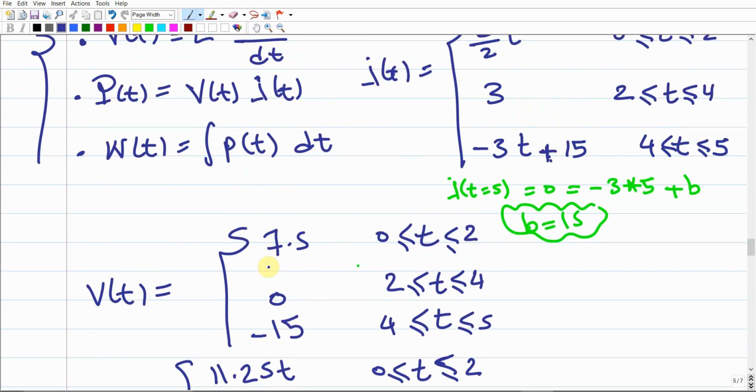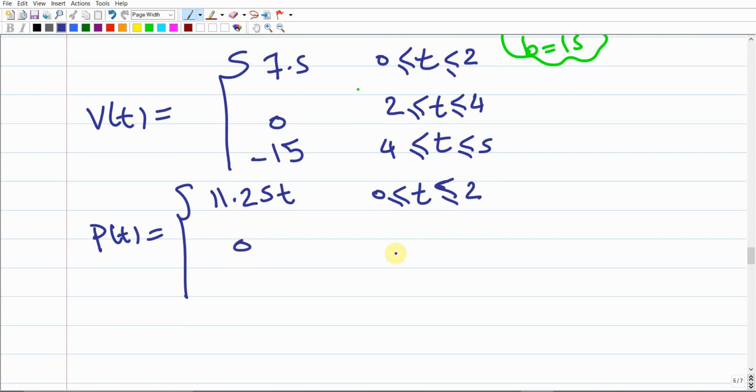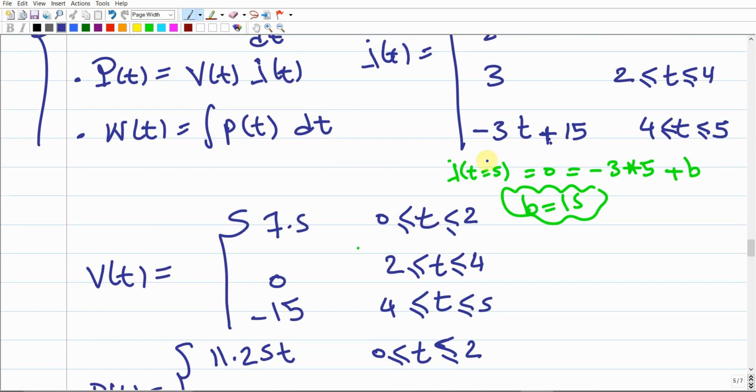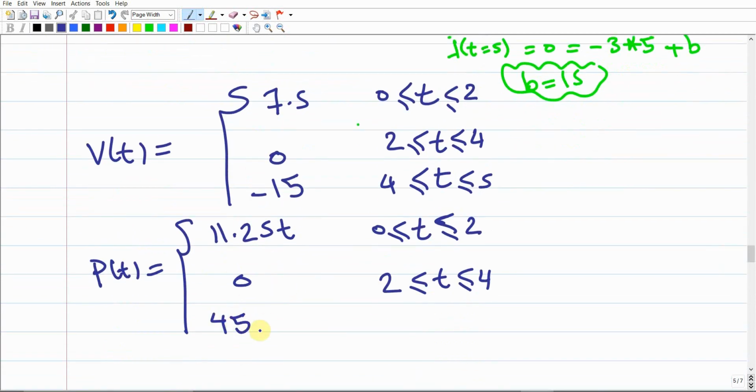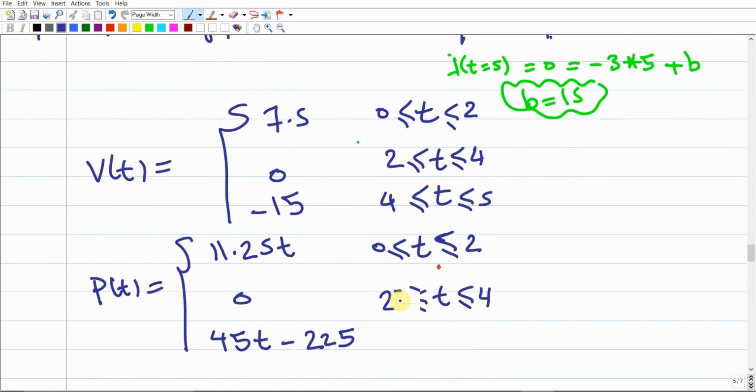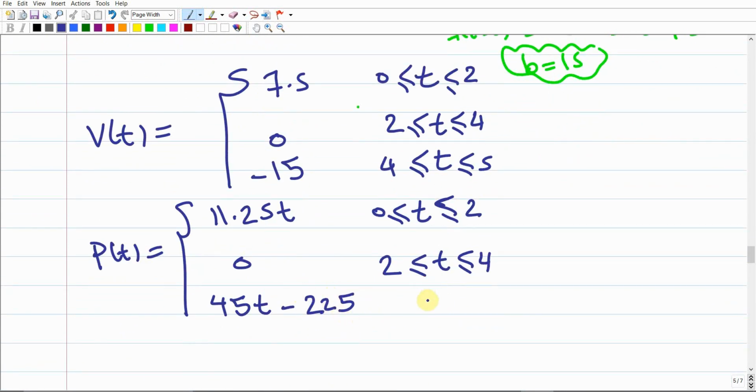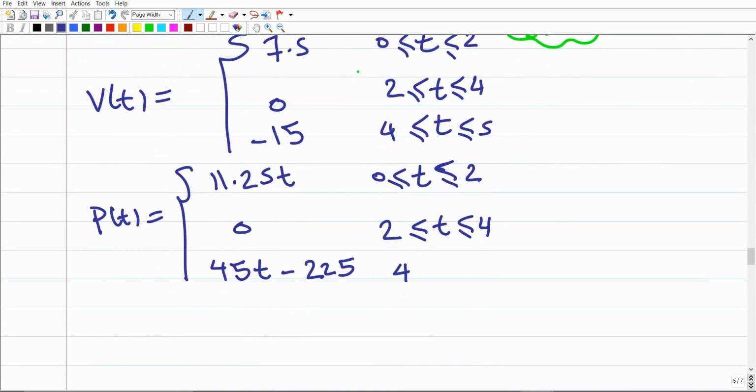And for the second time period, if you multiply 0 times 3, this definitely gonna give us 0 power within the time period between 2 to 4. And for the third time period, negative 15 times this expression. So we're gonna have here 15 times 3, which will be 45t, and the negative 15 times 15 gives us 225. Make sense? Because negative times positive gives negative, and 15 times 15 is 225. This should be within the time period between 4 to 5. Make sense?